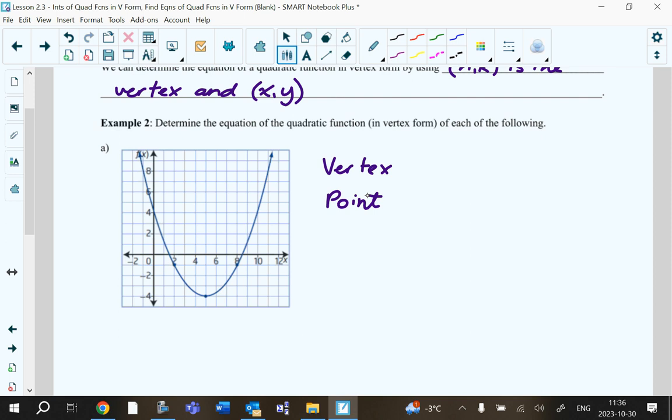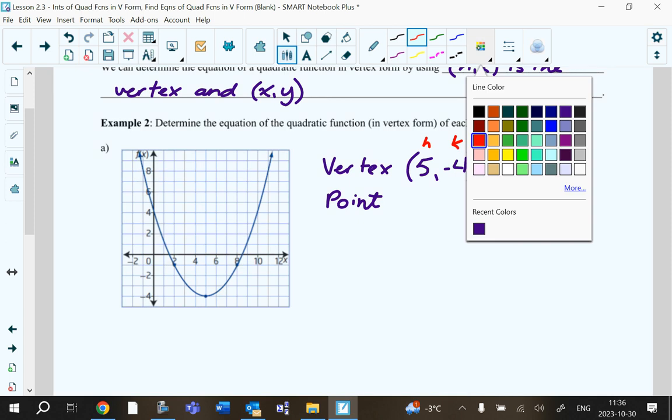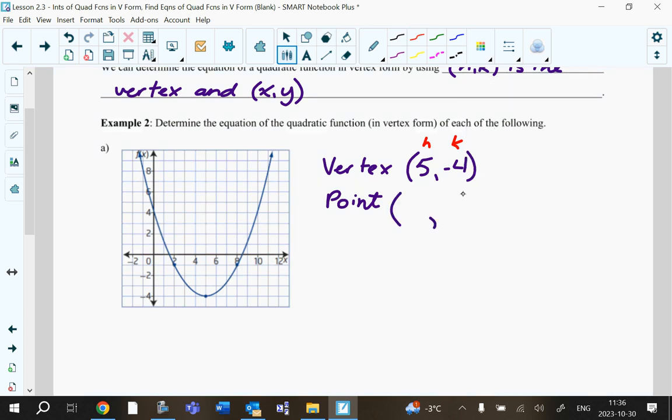So what's the vertex? 5 and -4. So that means I know that h is 5, k is -4. Now I need a point. 2 and -1. Sure. Which means that I know an x and a y. If I plug all those into the vertex form equation, I can figure out what a is. And if I know what a, h, and k are, I can write the equation.